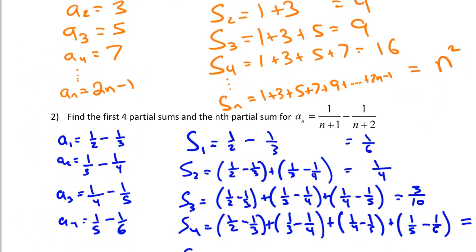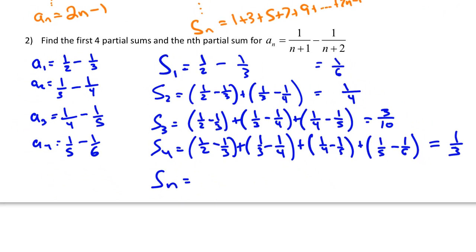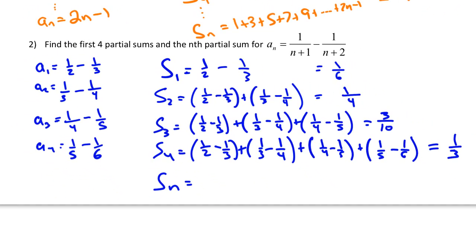I've got the second one mostly filled out already, just to save a little bit of time. First four partial sums and the nth partial sum for 1 over n plus 1 minus 1 over n plus 2. Off to the left here, I've got those first four terms written out. I didn't simplify them for a reason. When we find our first four partial sums, I do that first term, and now I can simplify it, you get 1/6.